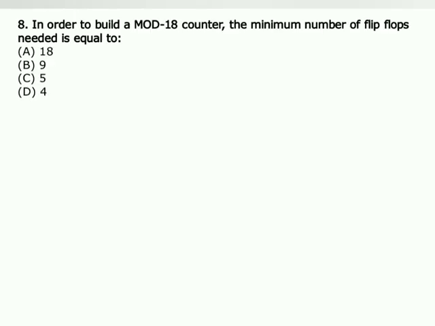So in order to build a mod 18 counter, the minimum number of flip-flops needed is equal to. So here given that mod 18 counter. So the number of flip-flops required for designing a mod n counter can be obtained by using this formula. The number of flip-flops n must satisfy 2 power n minus 1 less than mod, and mod less than or equal to 2 power n. Or we can write the simplified version of this formula as log n base 2.